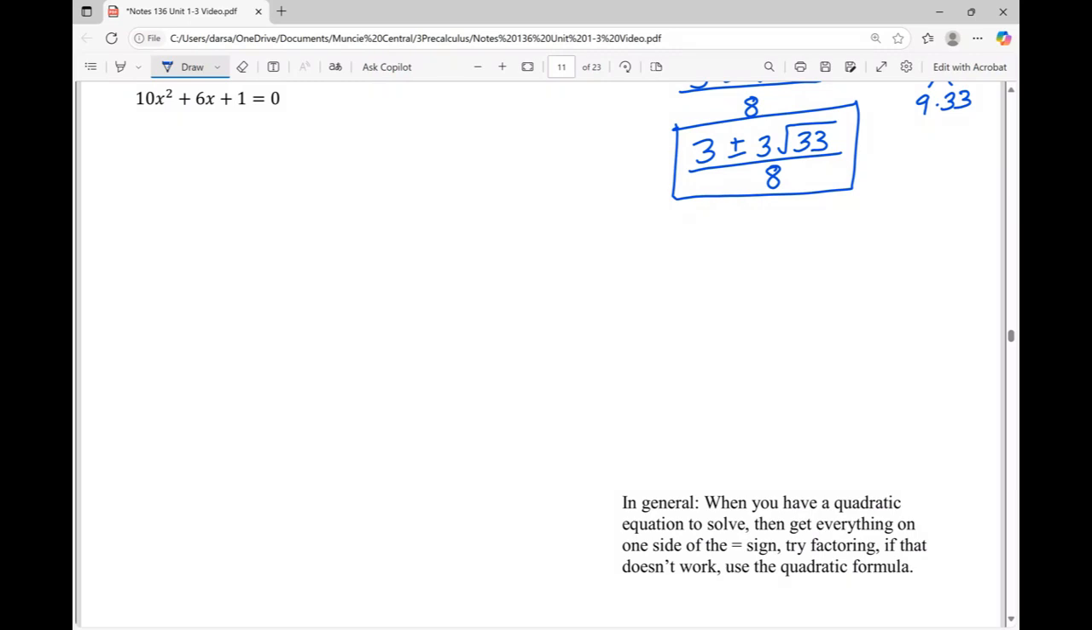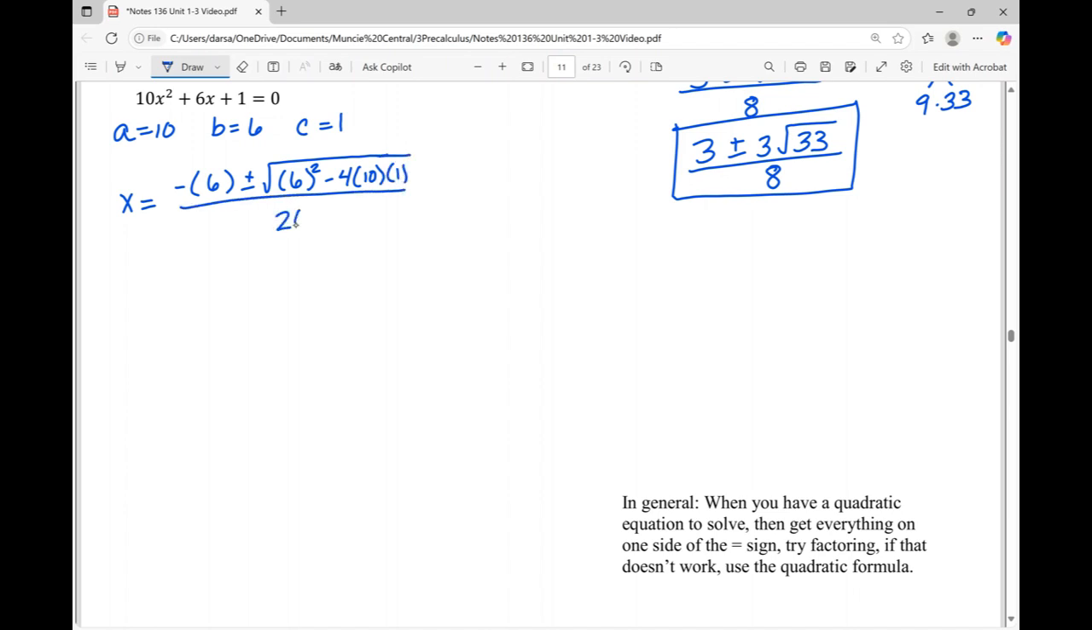Let's do one more example of solving a quadratic equation using the quadratic formula. So we're going to look at this example as our last one. In this case, a is 10, b is positive 6, and c is positive 1. So x equals negative b, which is 6, plus or minus the square root of, put it in parentheses, 6 squared minus 4 times 10 times 1, 4ac, all over 2a, so 2 times 10.